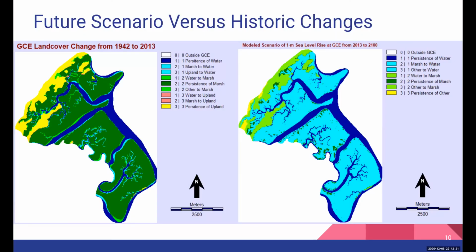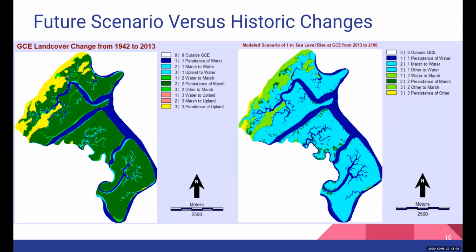These two maps each display the change in land cover for the GCE for 2 time points. The map on the left displays historic change from 1942 to 2013. The map on the right displays our model change from 2013 to 2100. These two intervals of time are roughly equal in length, but there is far more change of land cover type in our modeled scenario.